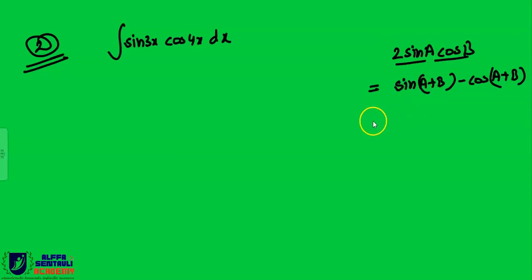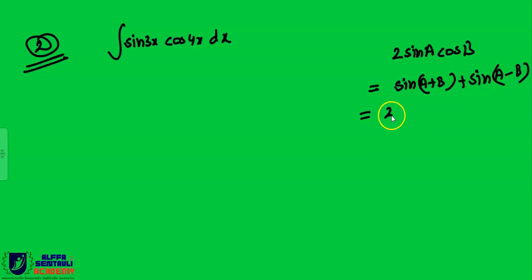Sin A plus B is sin A cos B plus cos A sin B. Here minus sin A cos B, so a plus sign will come. Let me just rearrange this, beta. This is sin A plus B plus sin A minus B, which should be 2 sin A cos B.